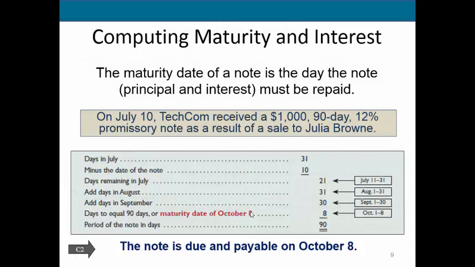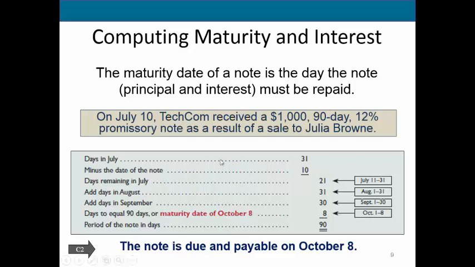So anytime we have a note receivable, we need to be able to compute the interest for that note receivable. Because when we signed the contract, we said that as time passes, we promise to pay you a specific percentage for having borrowed that money. So how do we actually calculate that interest?